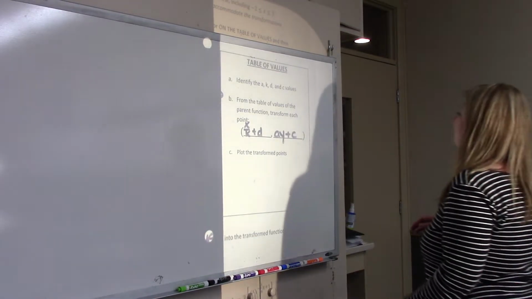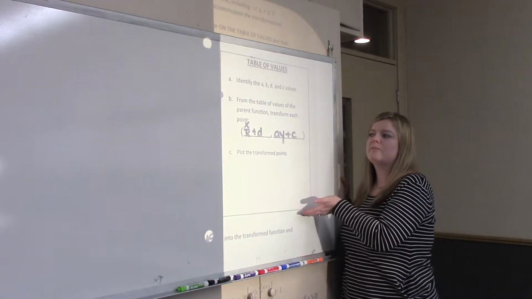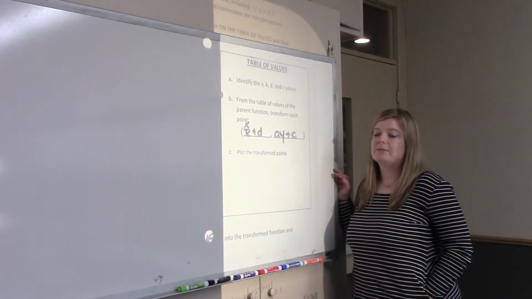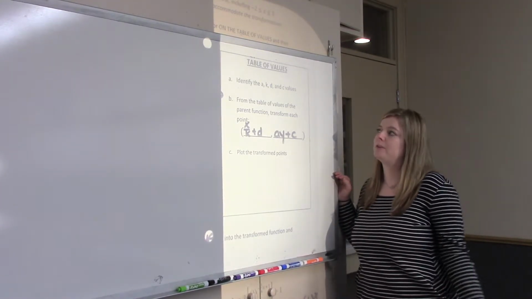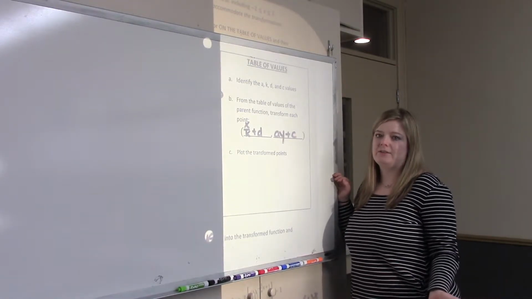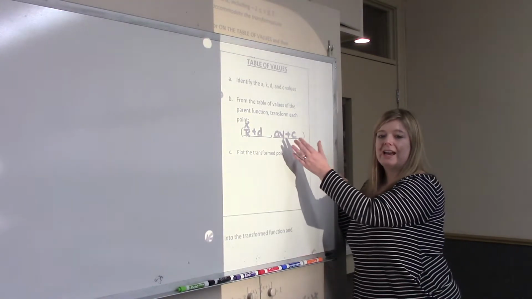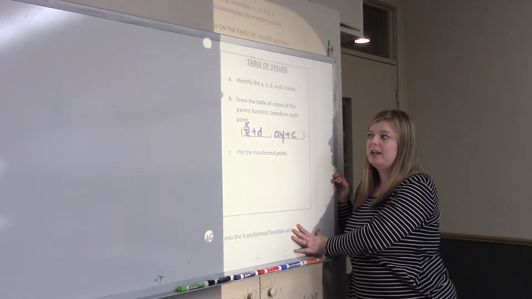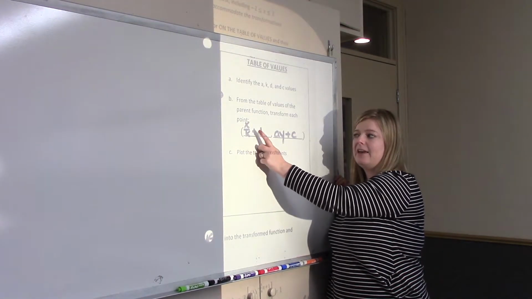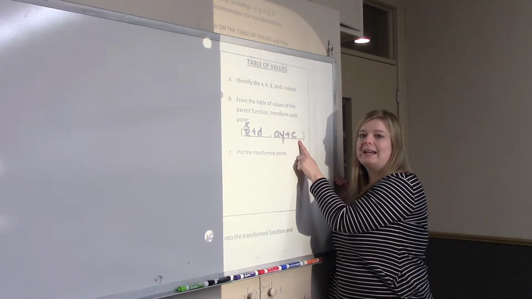Okay, I'll be honest, this way I find it a lot easier. The first way is more visual, this way is more numerical. So it just depends what kind of learner you are. I prefer this way personally, but if you like the graphing way, that's fine too. So you identify the A, K, D, and C values. Then from the table of values of the parent function, so you need to have your table of values from your parent function, you do this to each of the points. So all of the x values you divide by k, and then you add d. And then all your y values you multiply by a, and then add c.